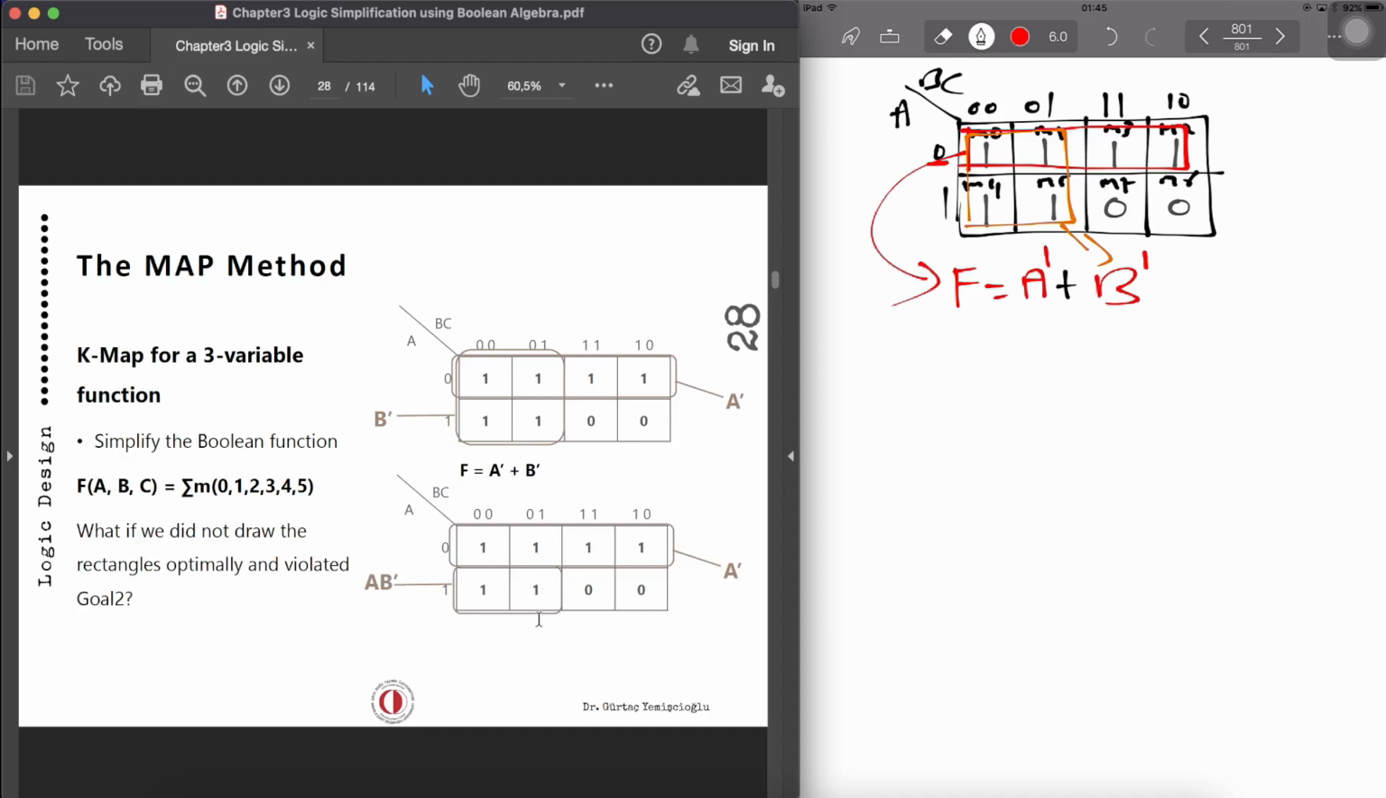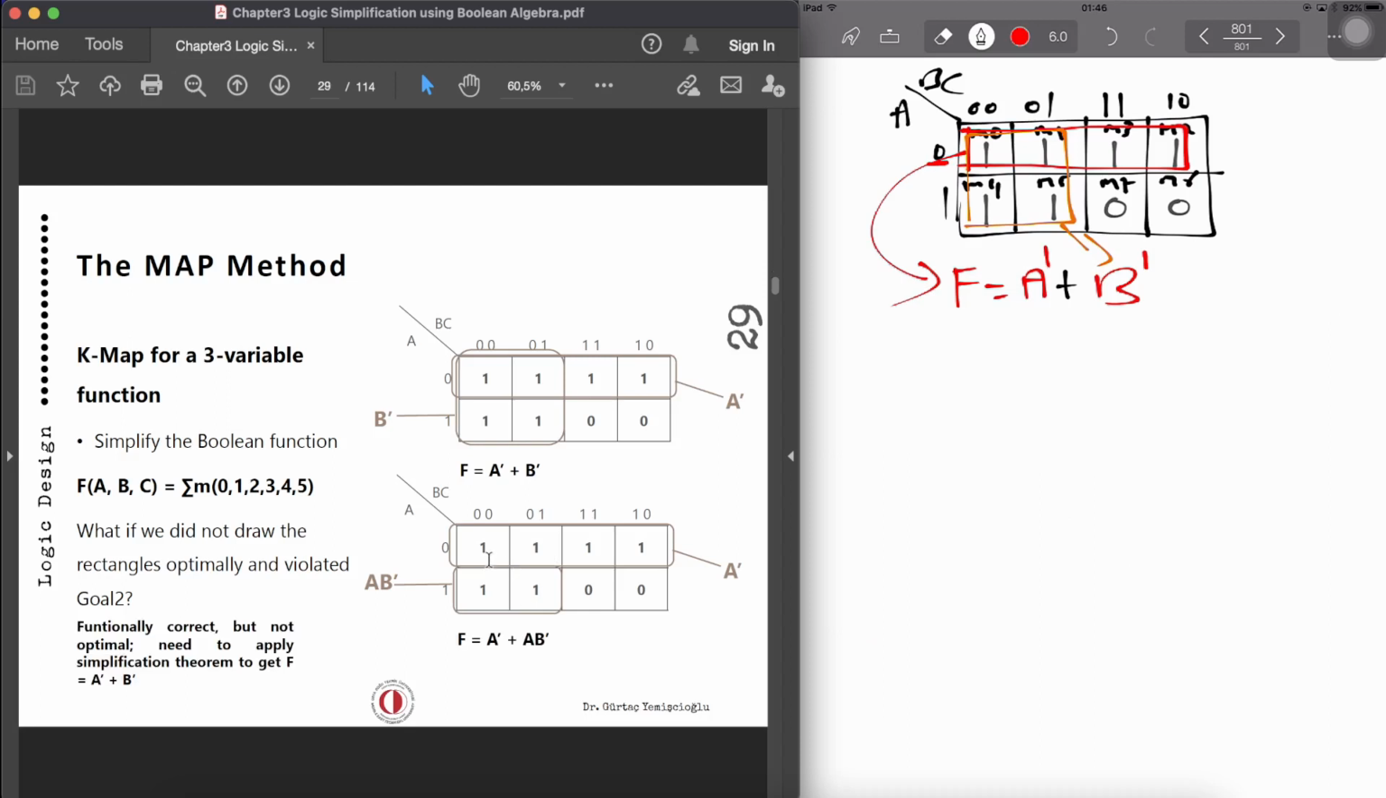You can also do that, but as I already mentioned, this is going to give you AB prime. Now, when you do that, you're actually getting another input over here. Rather than just having B prime, you have A as well. So that's why we always go for the largest possible combination.